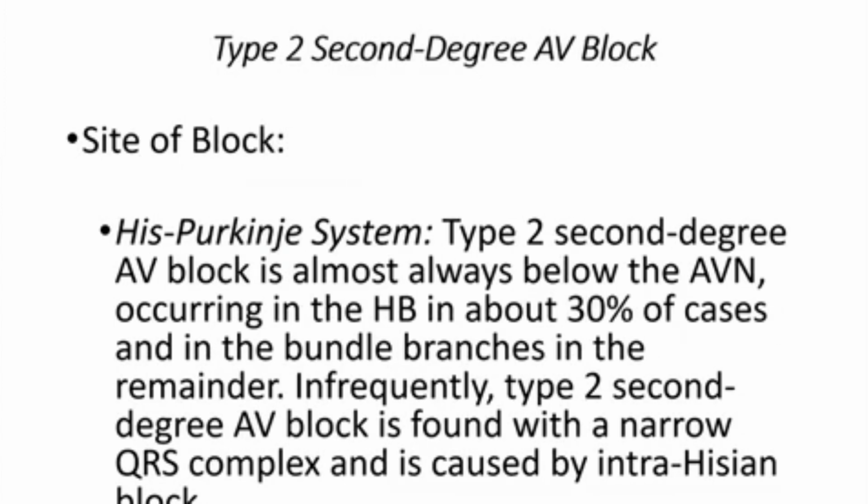Mobitz type 2, second degree AV block, is what we described; that's the transition. So we move from Mobitz type 1 to Mobitz type 2, and you have the 2 to 1 block, and the majority of the time for type 2, it is infra AV nodal.